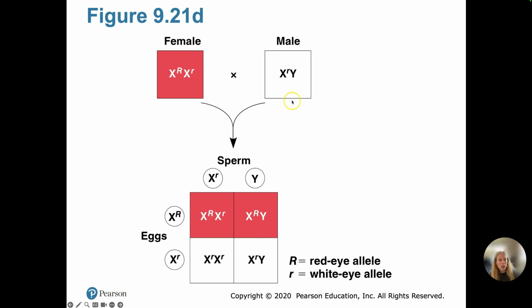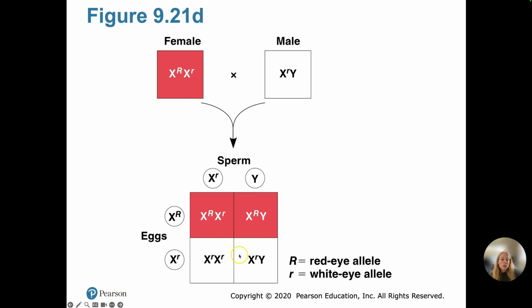Our last cross, we are going to cross a heterozygote female who's a carrier of the white eye allele with a white-eyed male. And the results of this cross can be shown down here. So the possible eggs, we have X capital R and X lowercase r, and then the possible sperm, X lowercase r and a Y. 50% of the offspring of this cross will have red eyes and 50% will have white eyes. Of the white-eyed offspring, 50% will be male and 50% will be female.